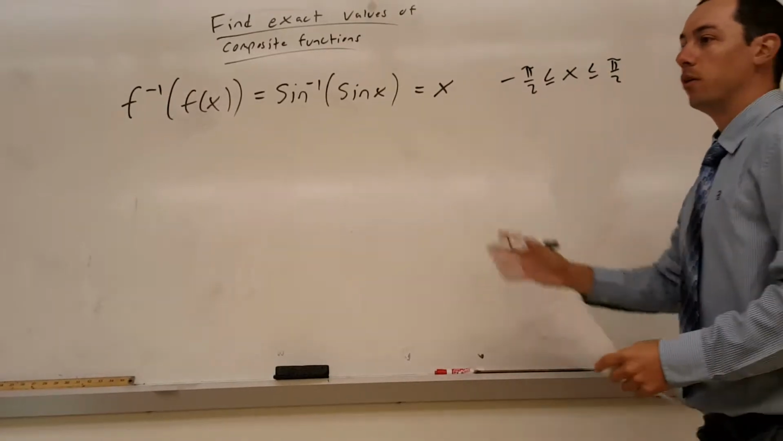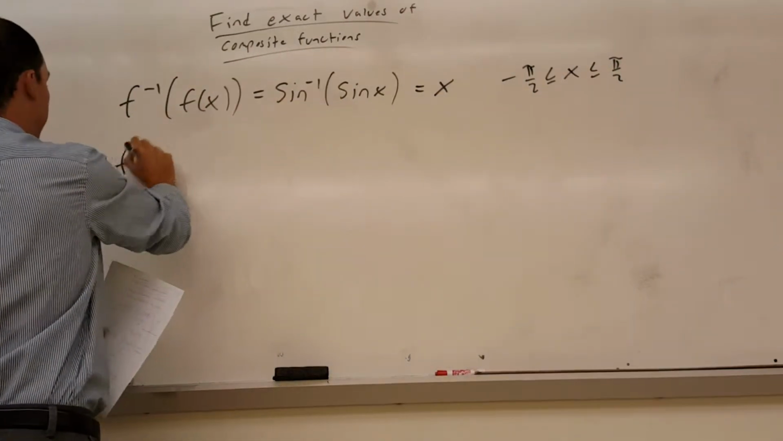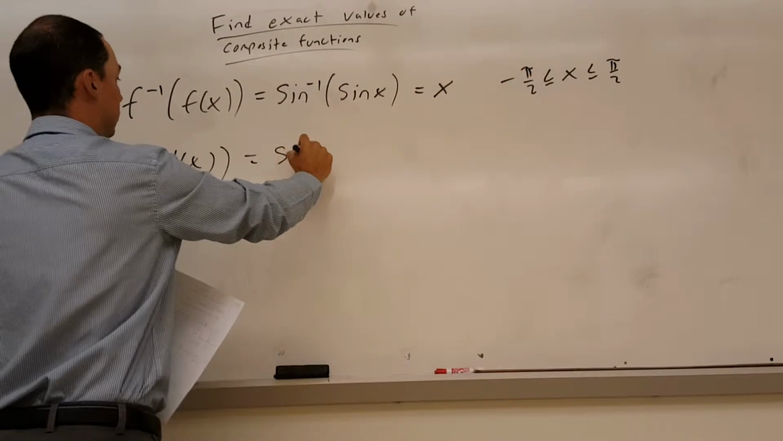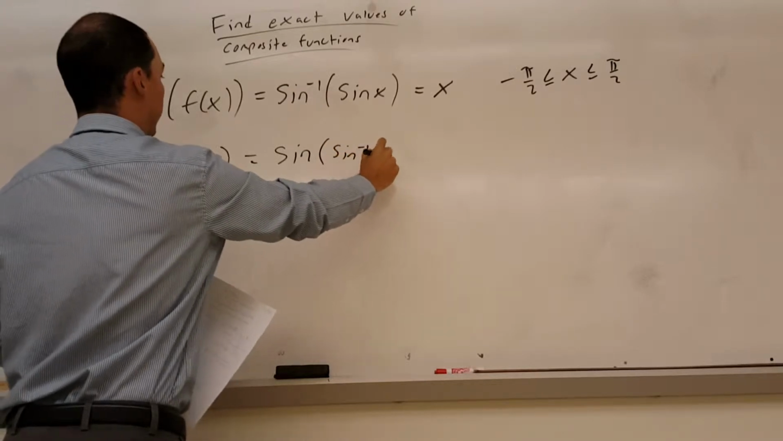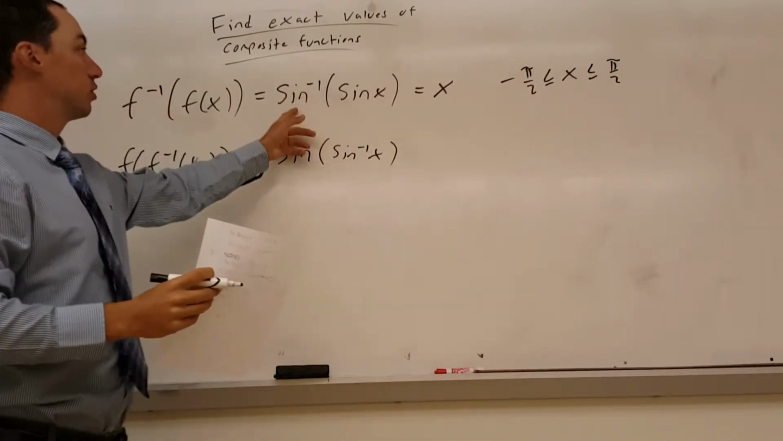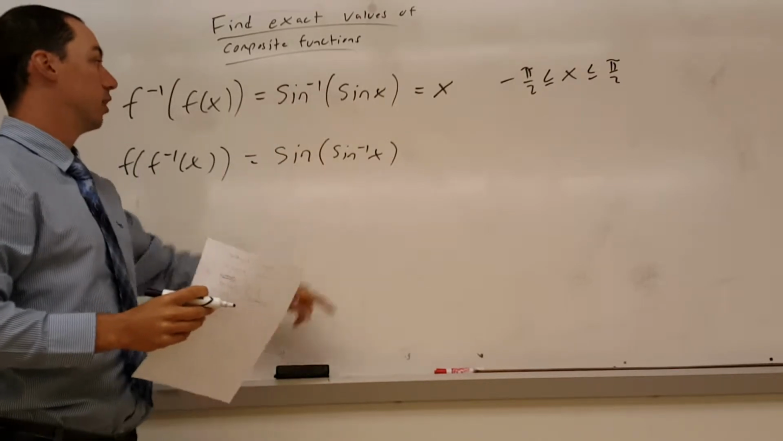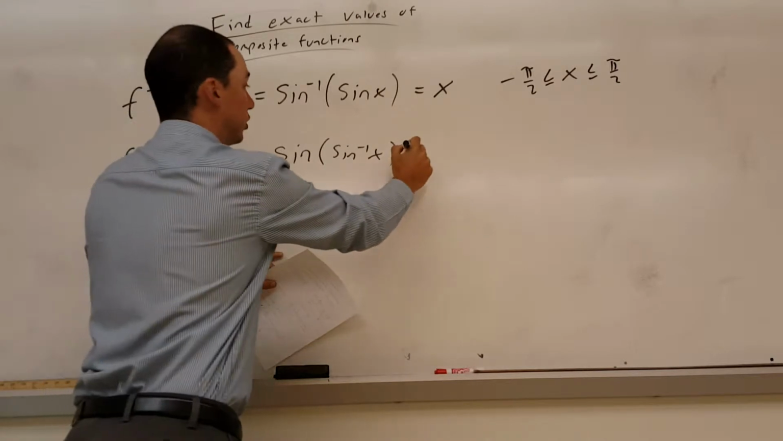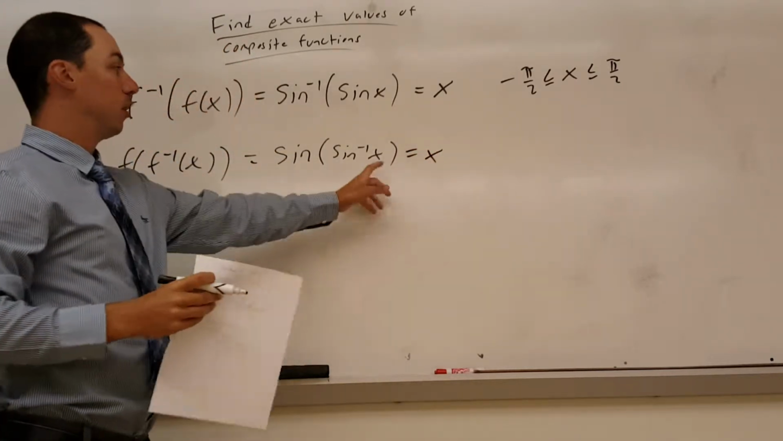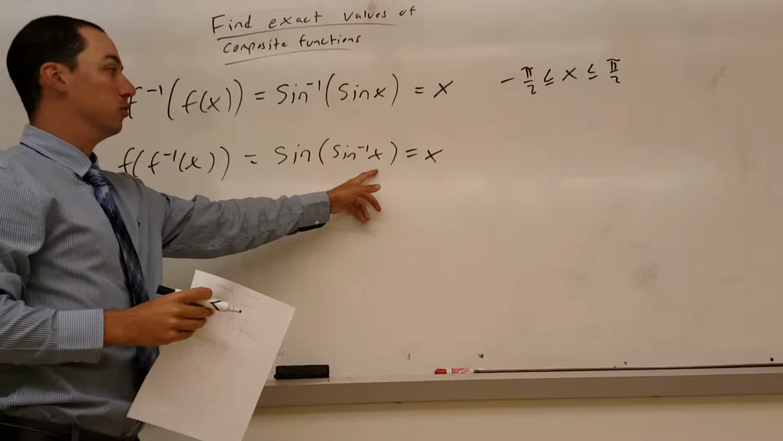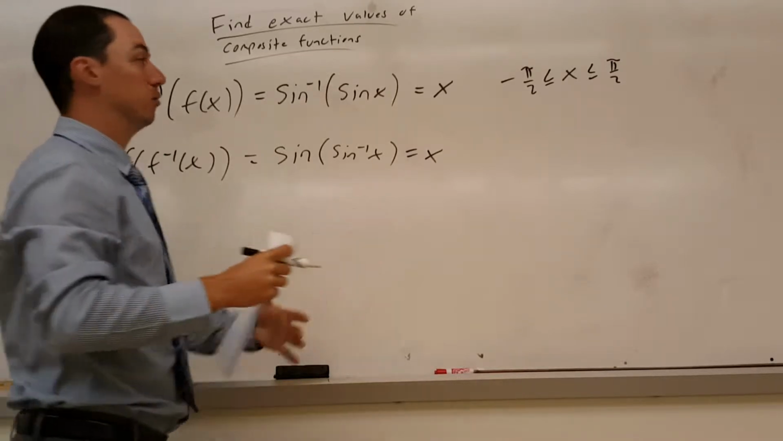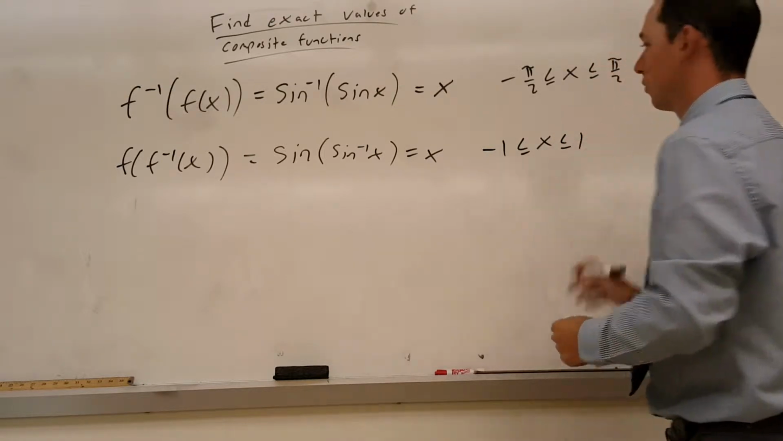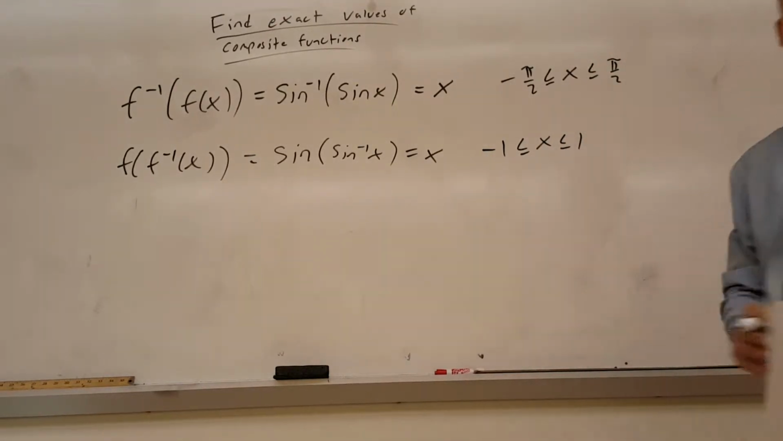Okay? We can go the other way. F of the inverse at x equals the sine of the inverse sine of x. Instead of taking the sine and then the inverse, take the inverse and then the sine. Go both ways. Now, these will also cancel out, and you'll just get x, but only if the domain for the inverse function is between negative 1 and 1. Okay, that's the definition we're going to start with.